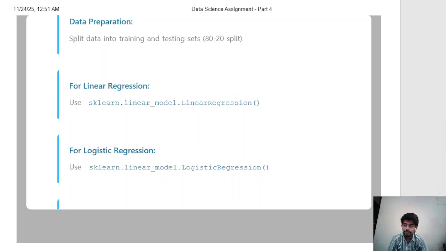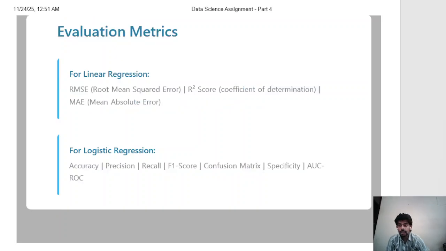For linear regression, we use sklearn linear model. Logistic regression would follow the same pattern: create an instance, fit the model to training data, and make predictions on test data. Finally, we evaluate our model by calculating appropriate metrics and generating a confusion matrix for classification. The specific metrics depend on the task. Let's see the evaluation metrics here.